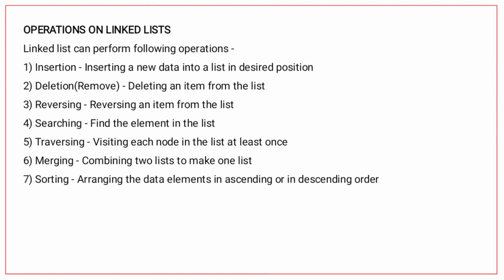Fourth operation, searching, find the element in the list. Fifth operation, traversing, visiting each node in the list at least once. Sixth operation, merging, combining two lists to make one list. And seventh operation, sorting, arranging the data elements in ascending or in descending order.